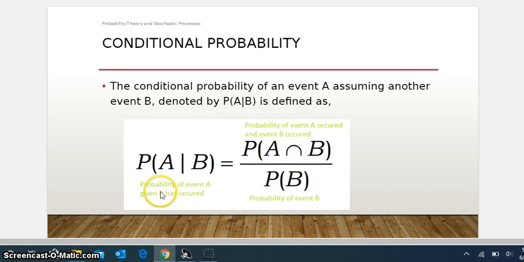So this is defined as P of A given B, that B has already occurred, is equal to P of A intersection B. We already know intersection is nothing but the joint event. So the joint occurrence of A and B divided by P of B. This is the definition of conditional probability. When I want to calculate the conditional probability A given B or B given A, it is the division of the joint probability by the probability that is already known.